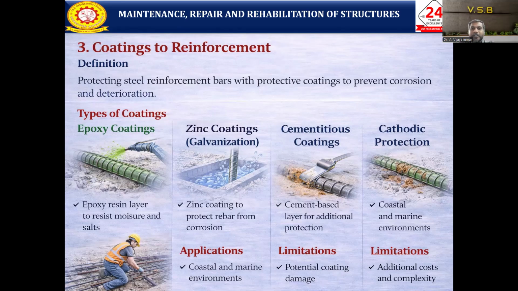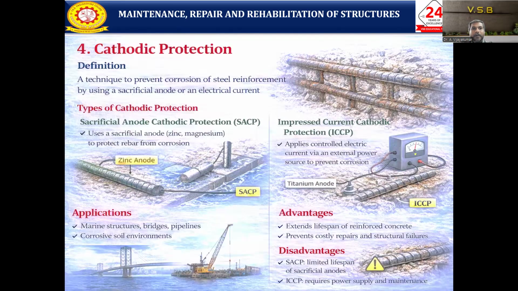Cementitious coating provides an additional protective layer, and we can use it wherever coating damage needs to be repaired. Cathodic protection can be used in coastal and marine environments, but it has additional cost and complexity. So these are the four methods we can use for coating the reinforcement to protect against corrosion.